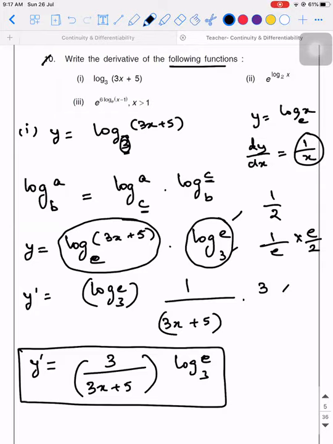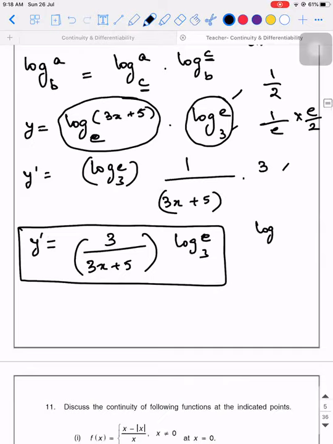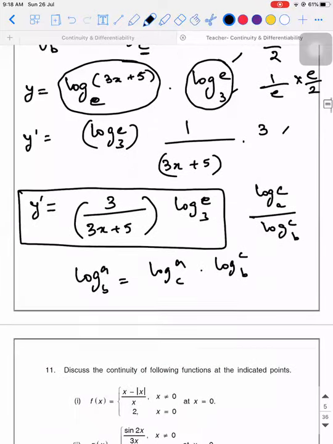Sir, can we do anything with division, like log base c of a by log base c of b? This is also the same, no? Both are the same. See, what you are saying is log of a base b is there, meaning I told you to write it as log a base c into log c base b. Correct? Yes, sir.